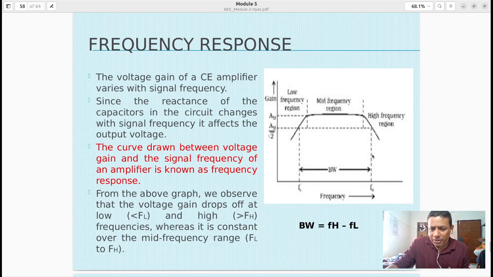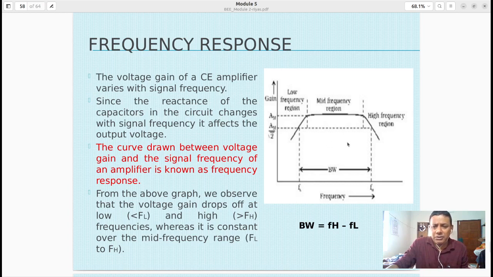So this half power point here is known as the high frequency cutoff, and this point is known as the low frequency cutoff. The difference between the high frequency cutoff and the low frequency cutoff is known as the bandwidth of the amplifier, and ideally an amplifier should have infinite bandwidth. Infinite bandwidth means there should not be any low frequency cutoff and there should not be any high frequency cutoff, but practically this is the response. This is known as the frequency response of the amplifier: practically there will be a high frequency cutoff as well as a low frequency cutoff.